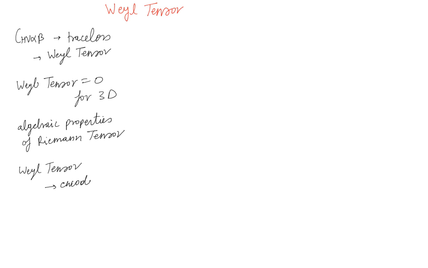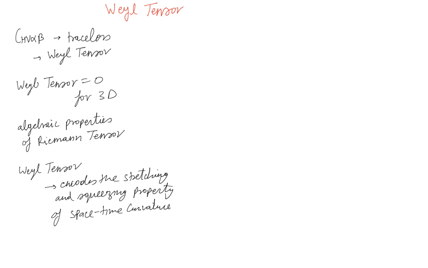Well, the Weyl tensor encodes the stretching and squeezing property of space-time or space-time curvature. So it may happen that the space-time curvature can stretch or squeeze something. For example, you may have such a thing like this, and if it moves through space-time, it can actually get elongated, or it can actually get squeezed, stretched or squeezed, something like that.